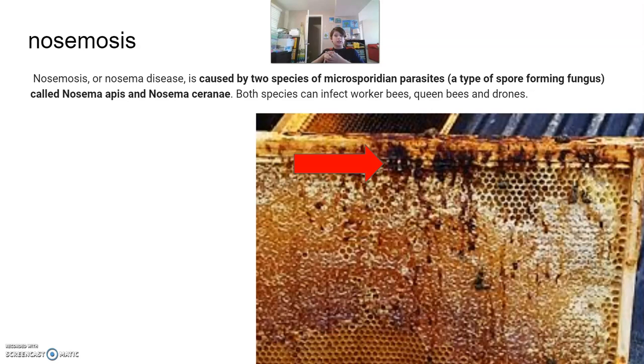Nosemosis, or Nosema disease, is caused by two species of a spore-forming fungus called Nosema apis and Nosema ceranae. Both species can infect worker bees, queen bees, and drones. This right here is the fungus.